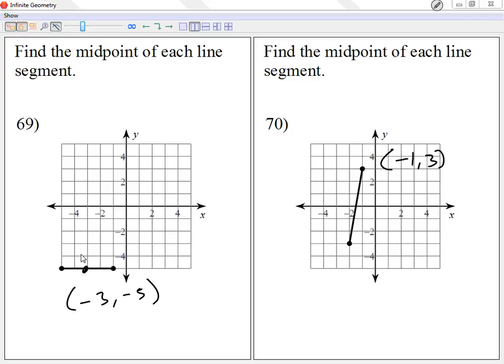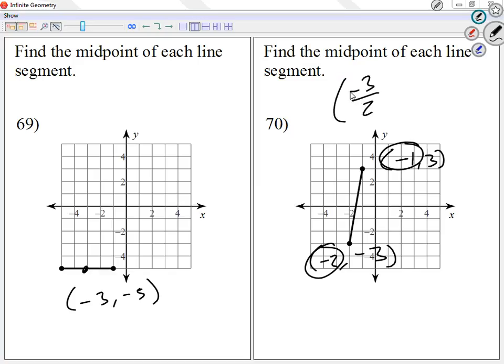Now looking at 70, like I said, I cannot find the midpoint by counting, but I can find the coordinates of each endpoint. One point is -1, 3. The other one is -2, -3. For us to find the midpoint, if you look at 69, it has an x value and a y value. To find the x value, we look at the x values of our points, add the two values, and divide by 2. So for my x value, I'm going to have negative 3 divided by 2.